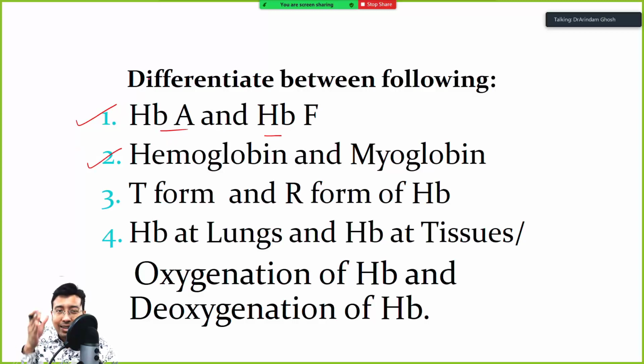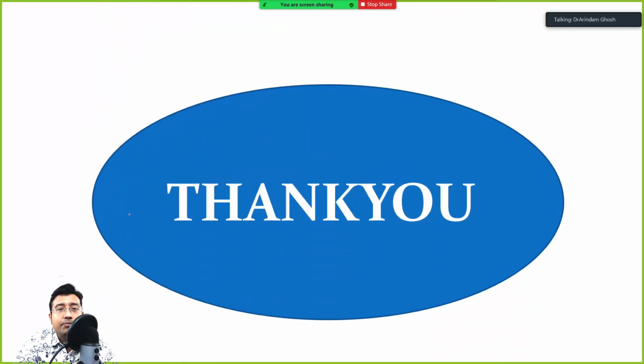These are the slides I think I have shown you in different form anyway. So the T form and R form of hemoglobin, hemoglobin at lungs and hemoglobin at tissues. Basically, oxygenation and deoxygenation of hemoglobin, or oxyhemoglobin and deoxygenated hemoglobin. These are the few differences that you should be knowing.